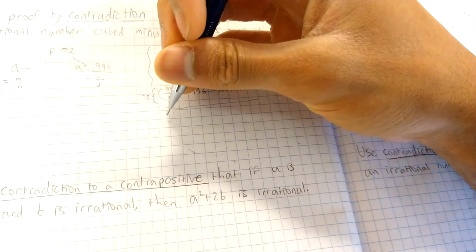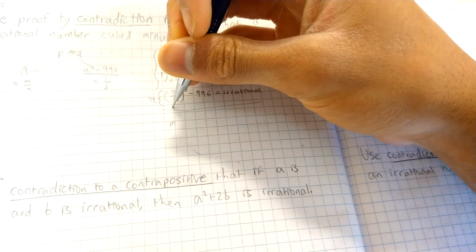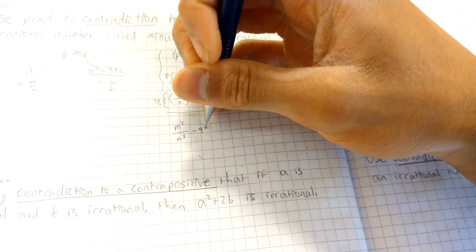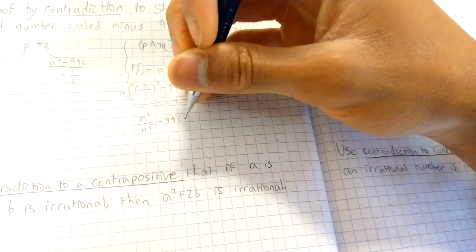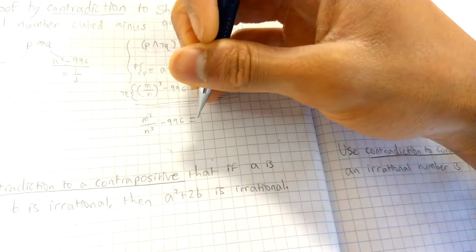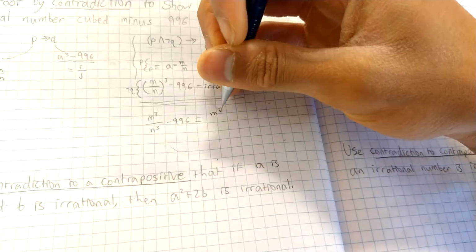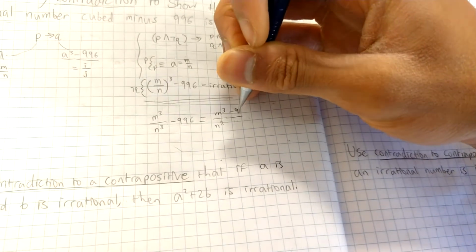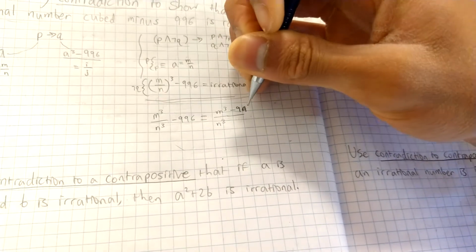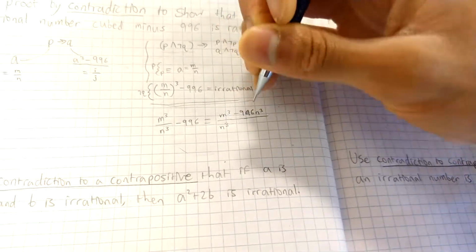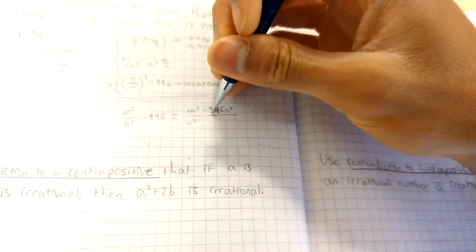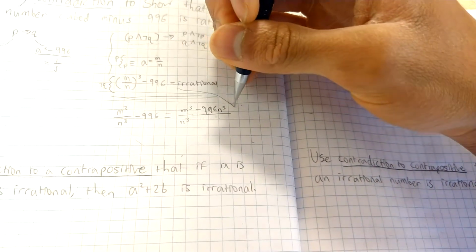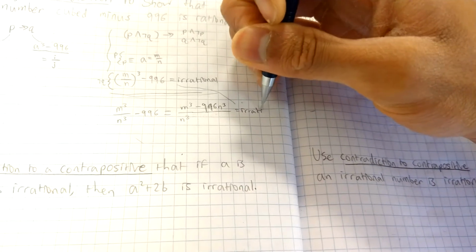So now we would start solving it out. This is solving out this statement: m cubed over n cubed minus 996. And then we would solve it out further, which is equal to m cubed over n cubed. That's just simplifying the fraction. And basically this is asserting that this is irrational.